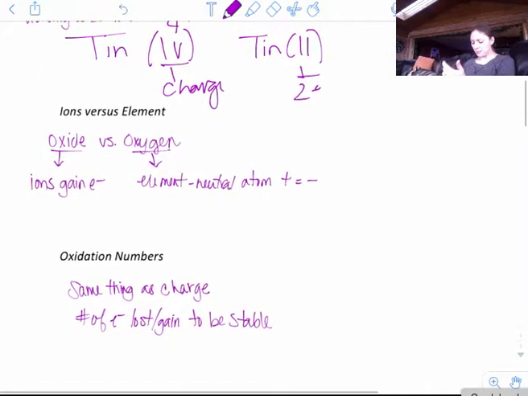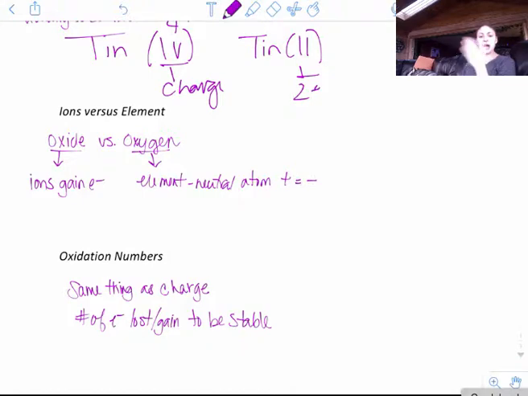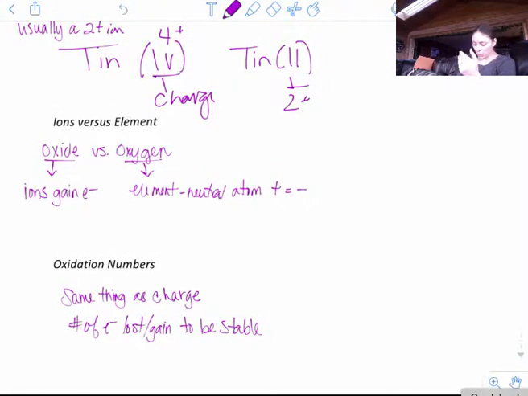The thing again to remember here is that there's a difference between an ion and an element. Oxide, and they say this kind of weird ending, we'll talk more about this in names. But if you see an "ide" ending for a nonmetal, that's the ion, when it's become an ion, when it's gained electrons. If you see just oxygen, that's just the element. So there is a way to tell between an ion and the element.